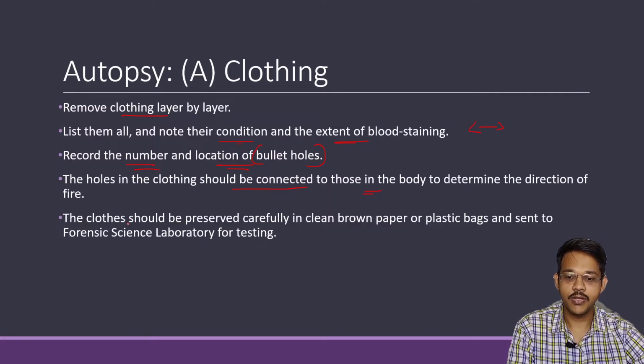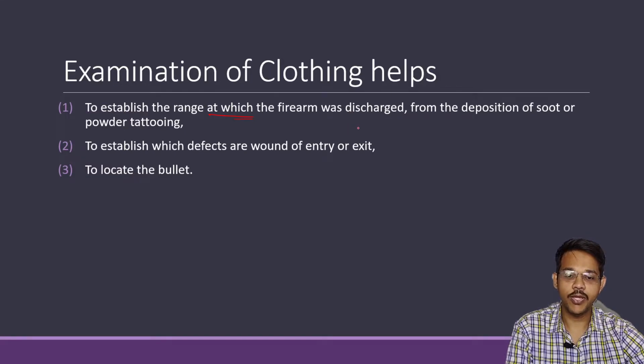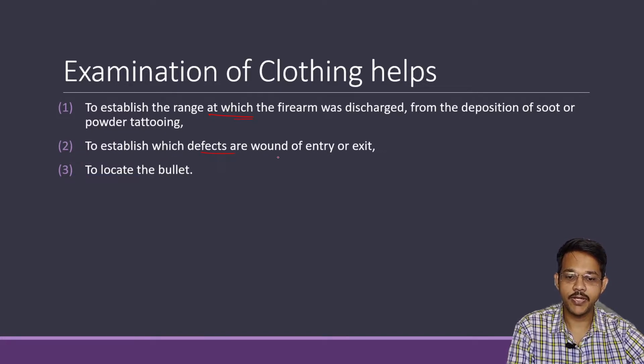Next, the clothes should be preserved carefully in brown paper or clean plastic bags and sent to the forensic laboratory for further testing. Examination of clothes usually helps in roughly determining the range of fire. Many times, if the person's body is clothed, unburned particles like soot and tattooing will be deposited on the clothes, which helps in determining the range of the weapon. It also helps in determining defects or wounds of entry or exit, and in locating the bullet. Sometimes, after exiting the body, the bullet may get stuck in the clothes and can be found inside them.